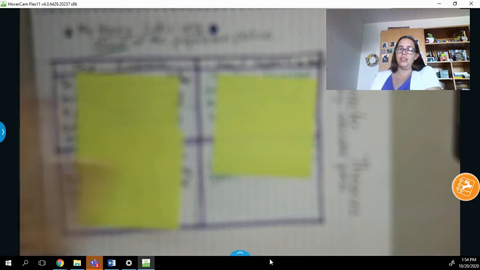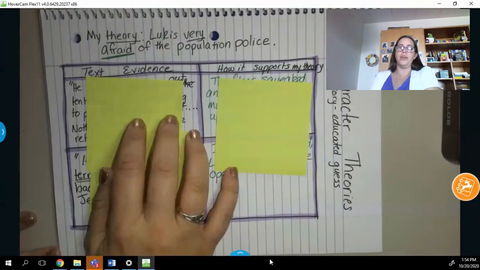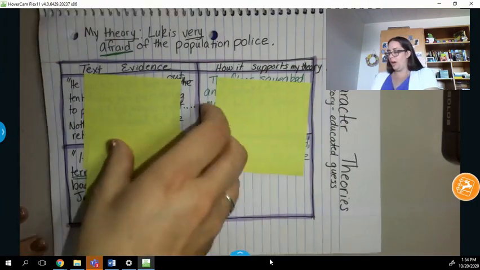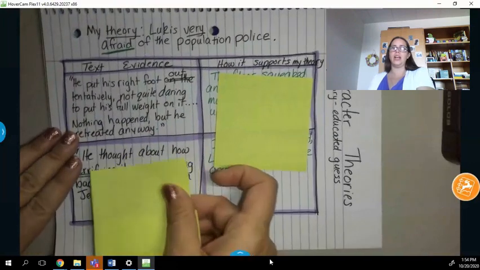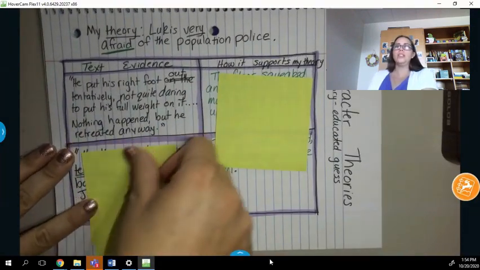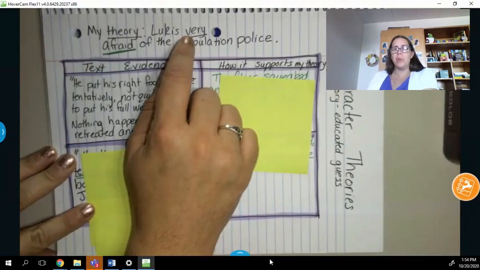And as soon as it thinks that it's going to, okay, there we go. So here is what I did. The first thing I need to do is I need to go through and I need to find my text evidence.